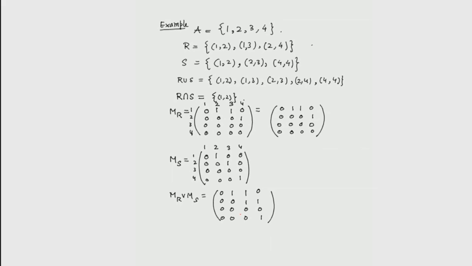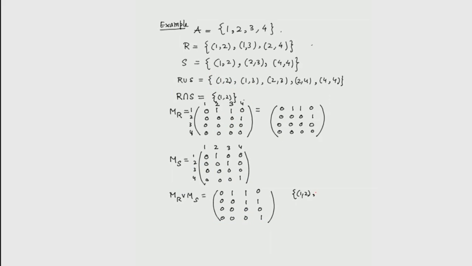Now, let us try to construct the relation corresponding to this matrix. We see that in this relation, 1 is related to 2, and then the entry 1-3 is 1, therefore 1 is related to 3. Then in the second row, 2 is related to 3, and again in the second row, 2 is related to 4, and then at the end 4 is related to 4.